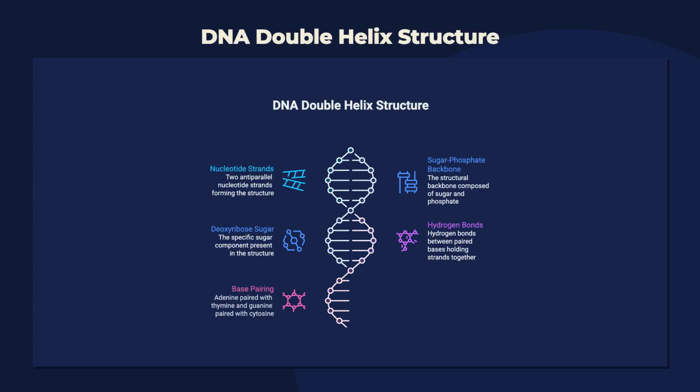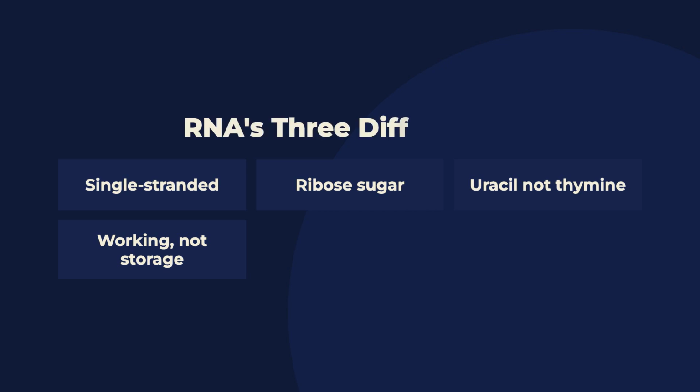DNA is a double helix, 2 strands wound around each other and held by hydrogen bonds between paired bases. Its sugar is deoxyribose, and it uses 4 bases: adenine, thymine, guanine, and cytosine, with adenine always pairing with thymine and guanine always pairing with cytosine. Because the strands are complementary rather than identical, either one contains all the information needed to rebuild the other, which is the mechanical basis of replication.